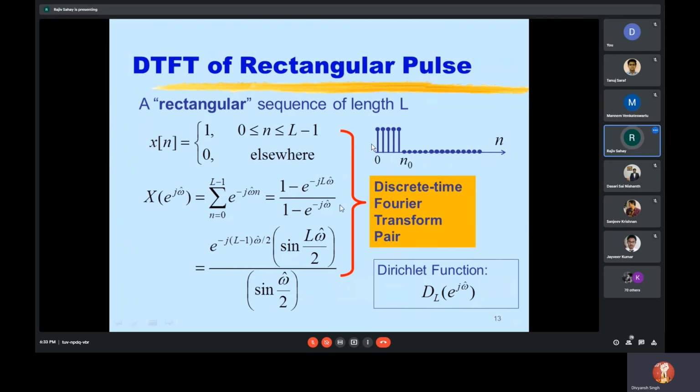So you use that formula for a finite geometric series, and you can simplify this formula in this form, where this part is called the Dirichlet function. Sine L omega by 2 divided by sine omega by 2 is called the Dirichlet function. So a pulse of width n naught has this particular form of DTFT.